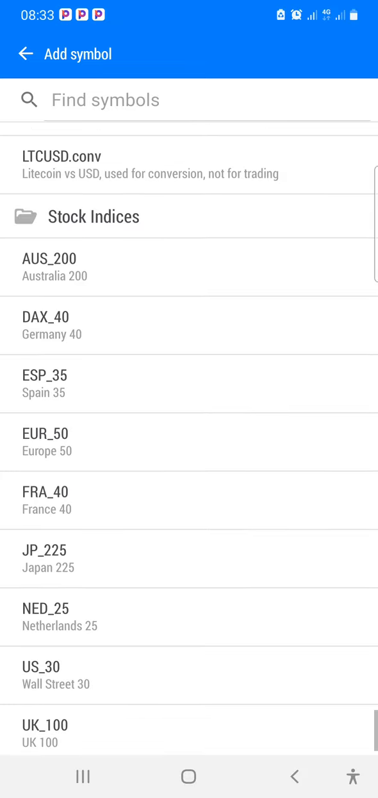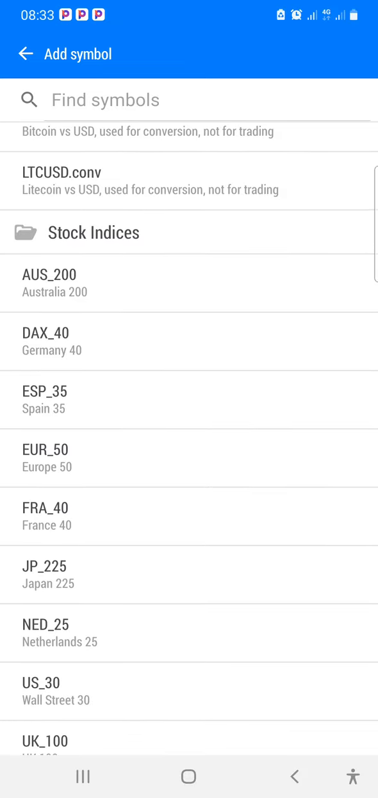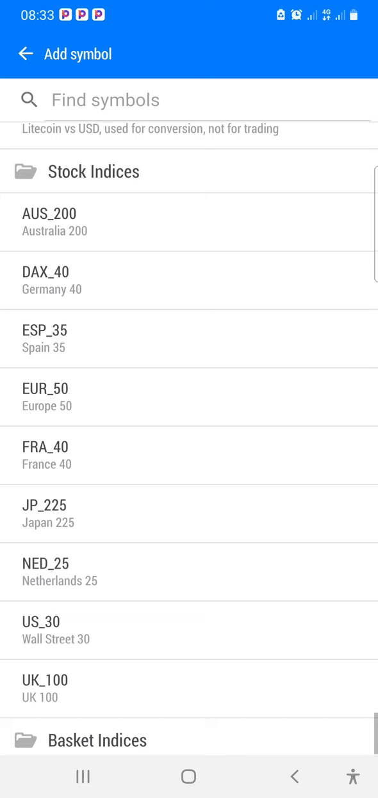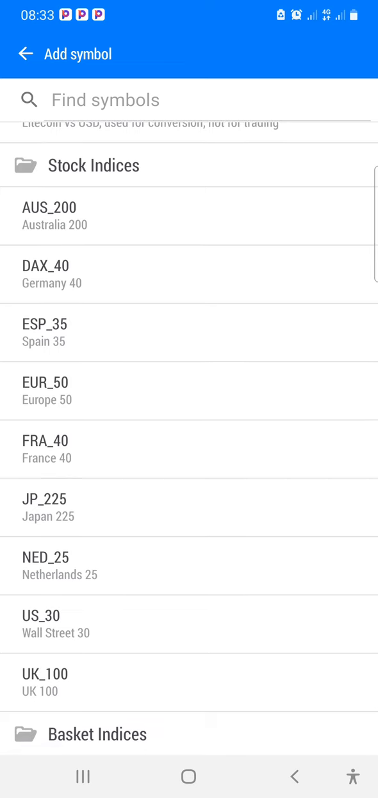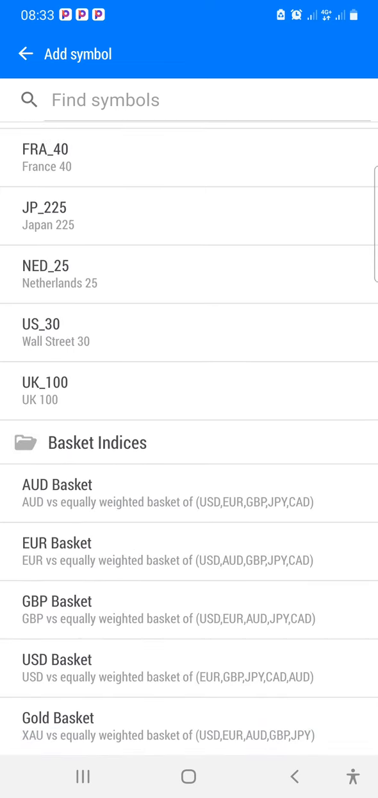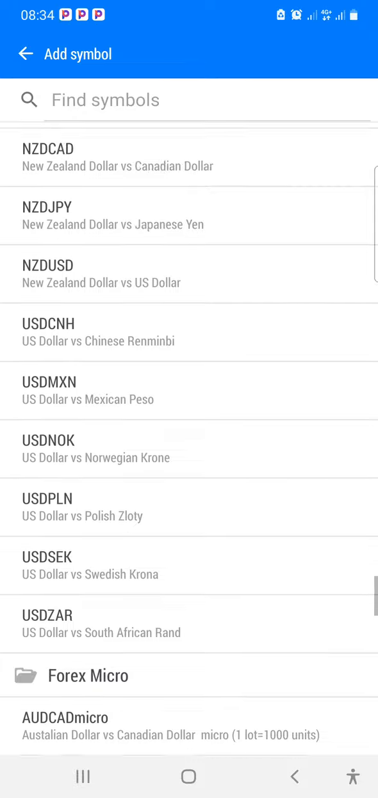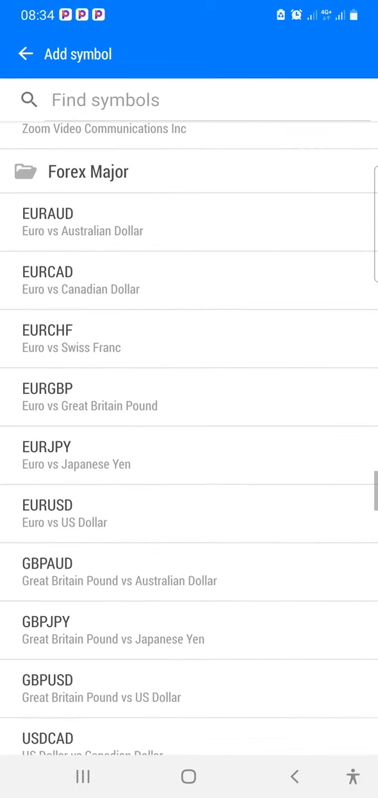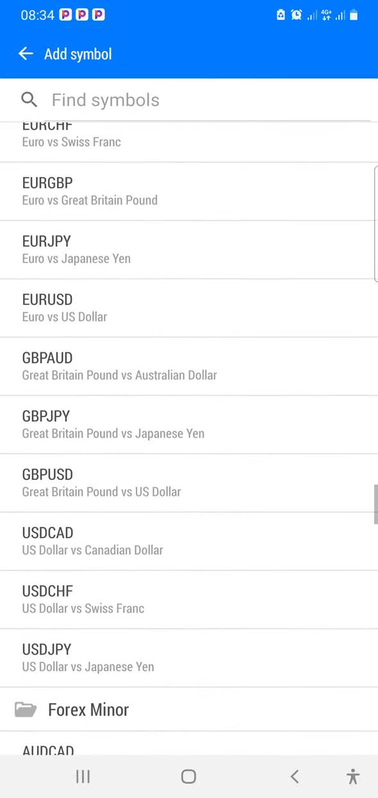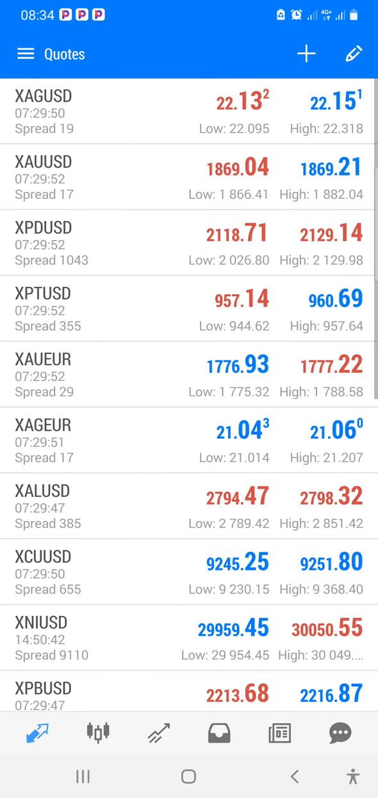Then the DAX 40 is for the top 40 companies in Germany, but don't worry yourself about that. Then there was this one, nothing to say about this too. So if you want to add pairs, let me see. Forex major, GBP USD, of course.